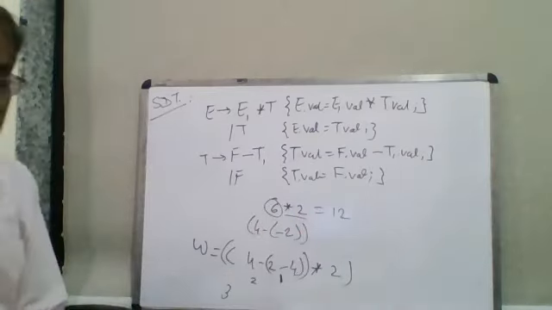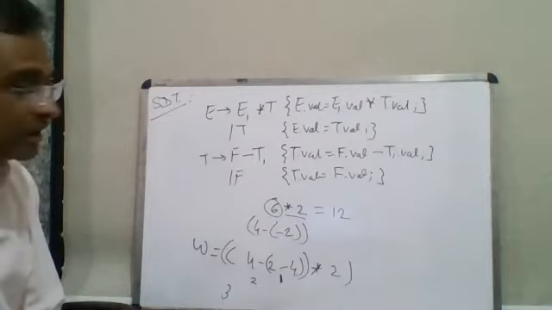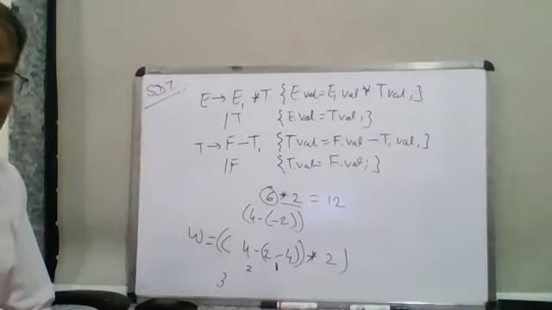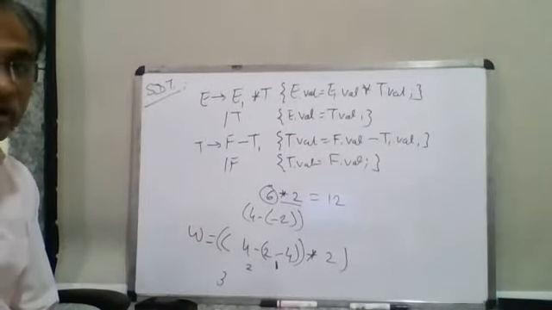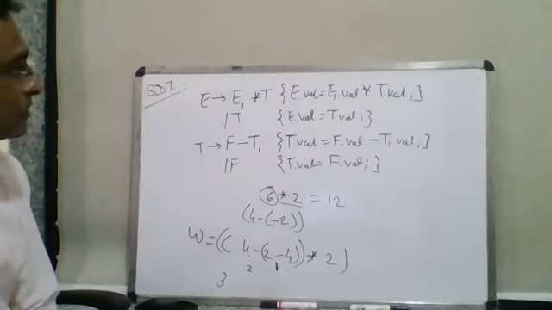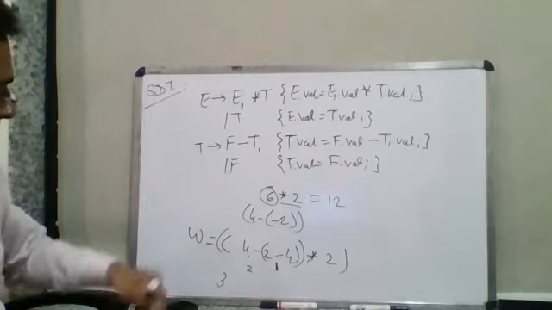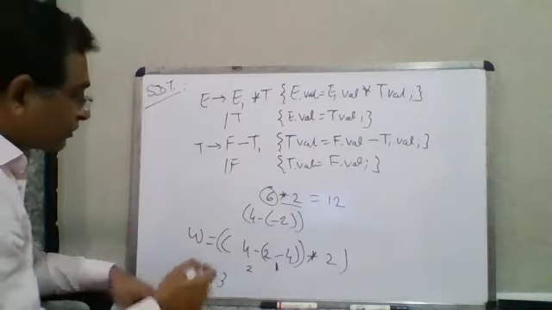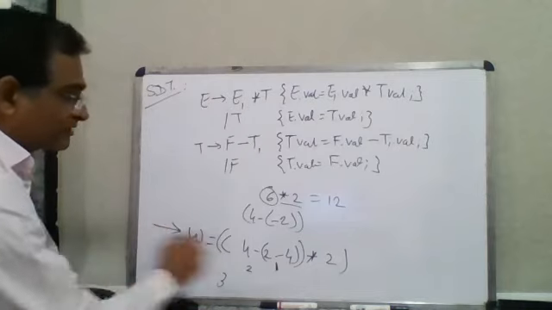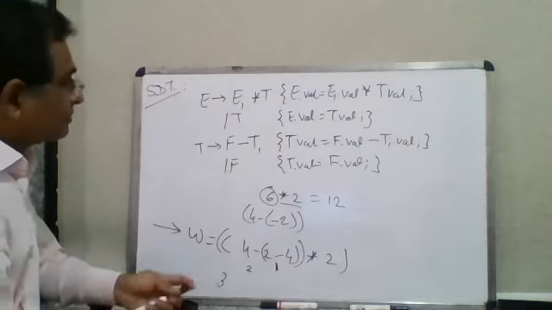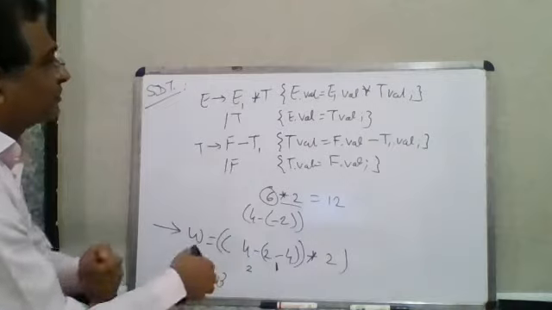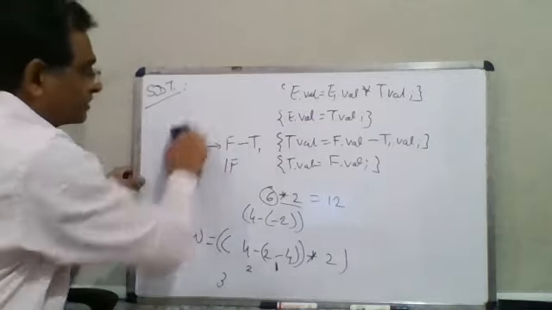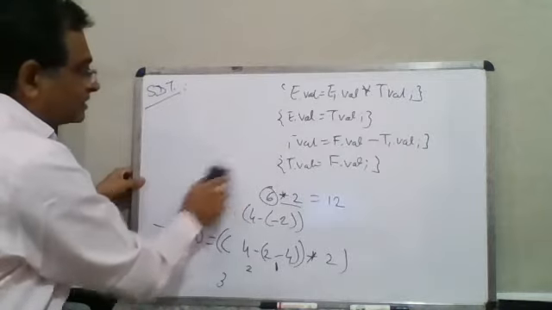So now if I want to continue and find out the total number of reductions, how many reductions are there? In that case, you first need to draw the parse tree for this expression, and then you'll have to see how many reductions are possible, right? So we'll draw the parse tree first for this expression, and then see.